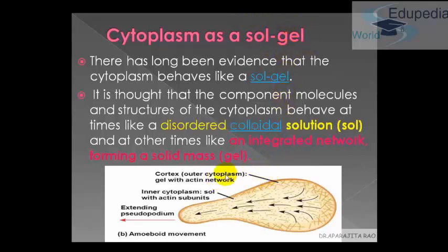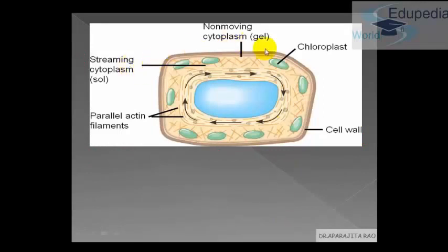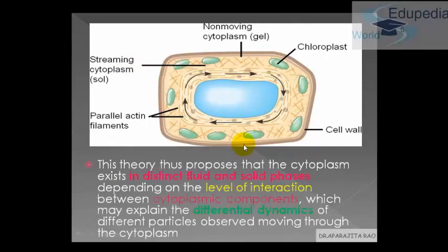So if you see in this diagram, okay, the outer part, that is the ectoplasm, is behaving as a gel. So gel is more solid, so it will not move, and the sol part is moving. So this is what they say is the basis of cytoplasmic streaming right now, but we do need more proofs to verify it. Because of the differences in the solid and the fluid stages, a level of interaction takes place.